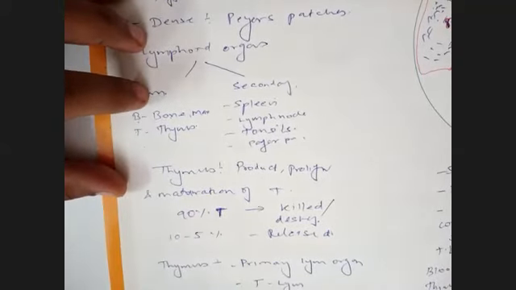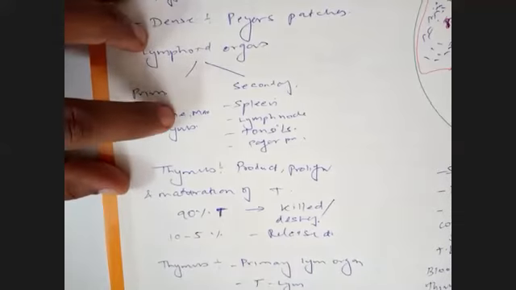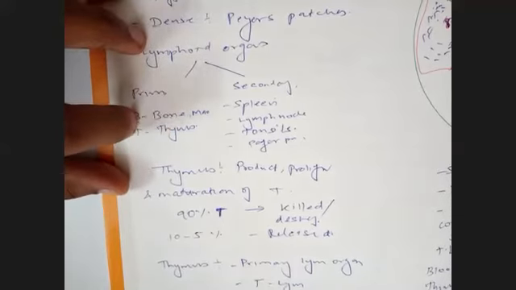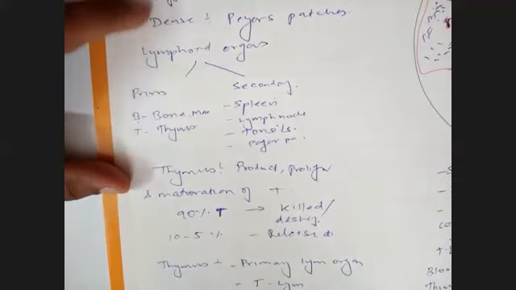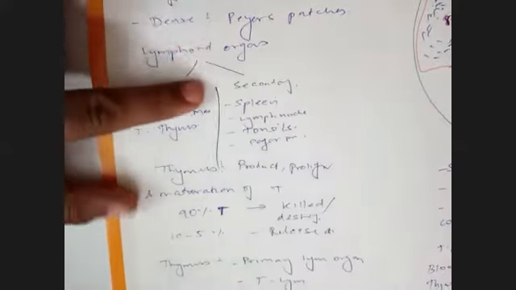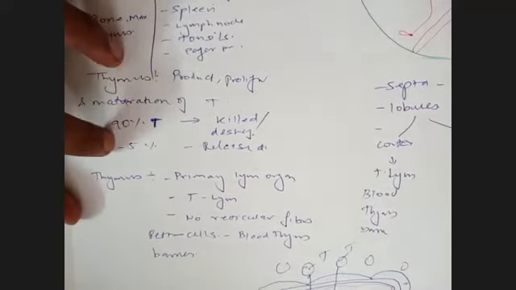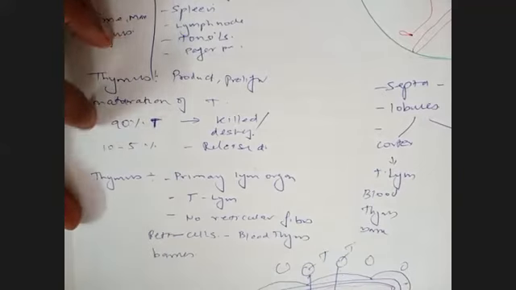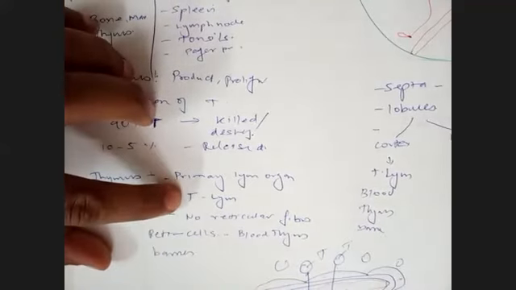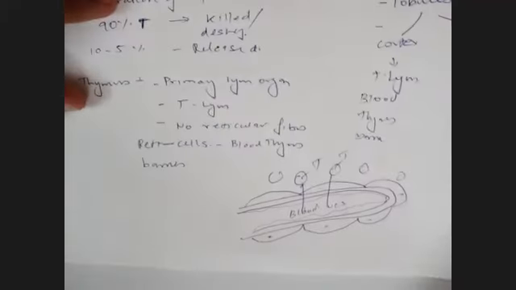B lymphocytes are produced in the bone marrow, which is a primary lymphoid organ. T lymphocytes are produced in the thymus, which is also a primary lymphoid organ. Once produced here, they go and settle down in the secondary organs: lymph nodes, spleen, tonsils, Peyer's patches. In the thymus, we said 90% of T lymphocytes are killed and only 5% remain. It is mainly concerned with production, proliferation, and maturation of T lymphocytes.